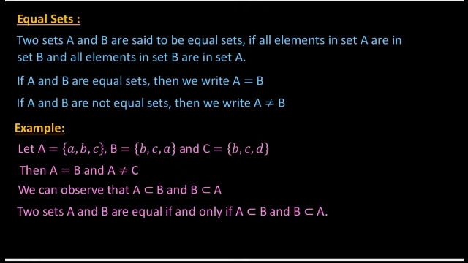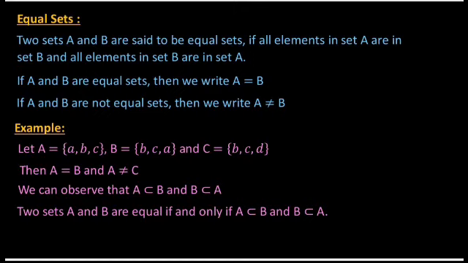Next, take an example. Let A be the set of A, B, C and B be the set of B, C, A and C be the set of B, C, D. If you observe the elements in set A, set B and set C, all the elements in A are present in B, but not all the elements are present in C. So that's why we take A is equal to B and A not equal to C.